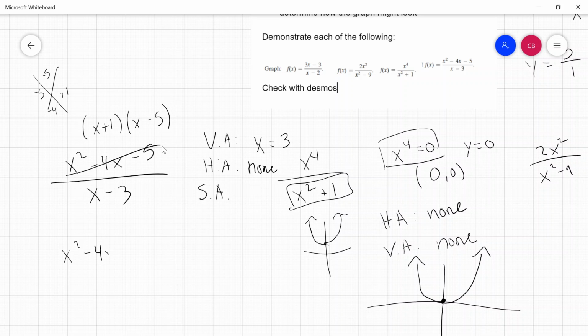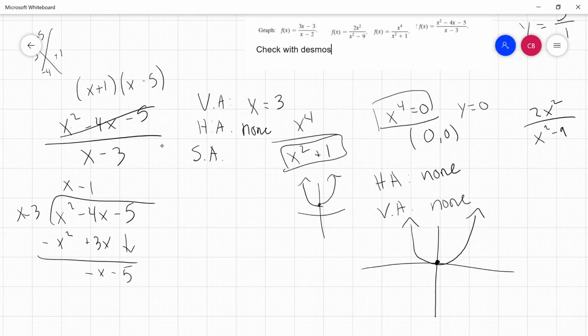X squared minus 4x minus 5 divided by x minus 3. X goes into x squared x times. X squared minus 3x. Change the signs. This is -x minus 5, and then I guess it really doesn't matter at this point because the next part's going to be a remainder. So we know it's at y equals x minus 1. Okay, so we'll just stop there.